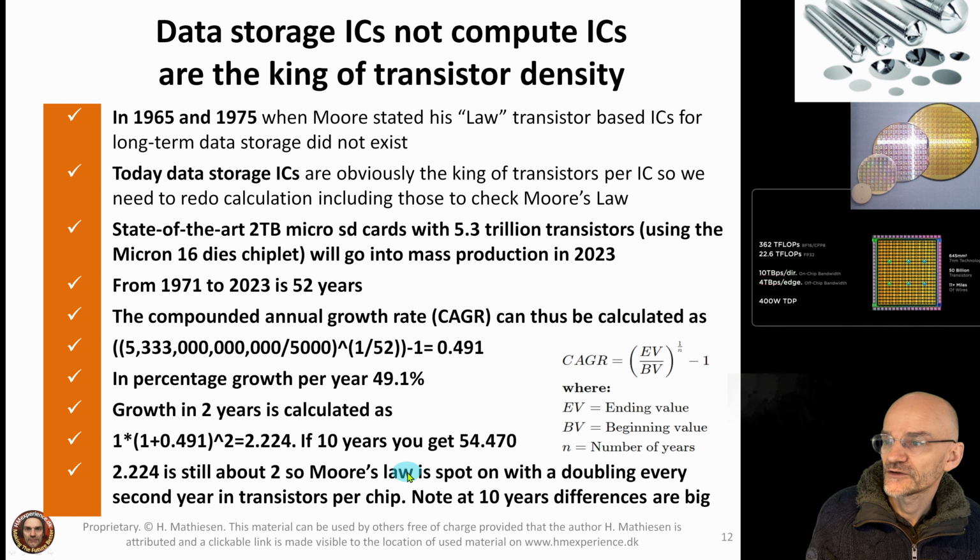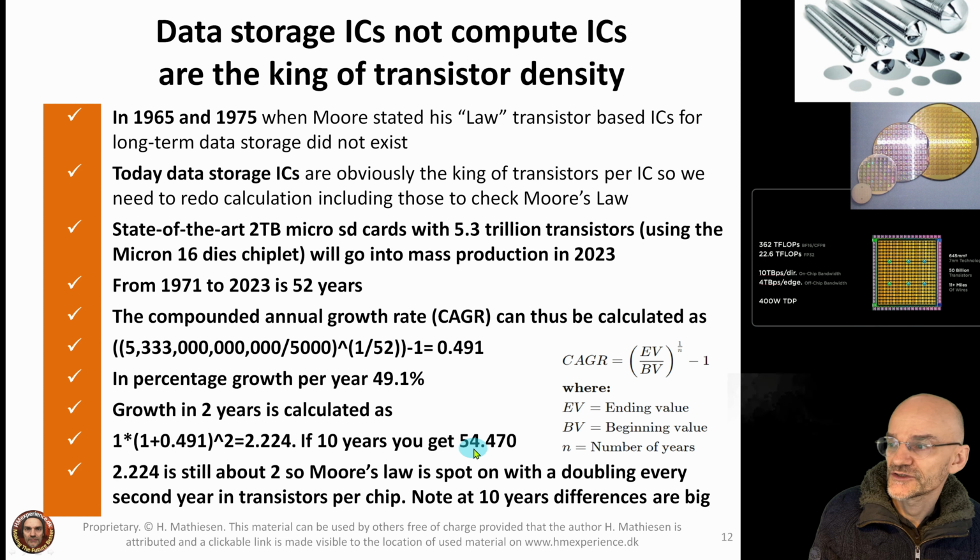So it doesn't really matter that we have a much larger count of transistors now with the inclusion of these data storing ICs, because it's spread over 52 years, so it doesn't appear to be much of an effect. It's still 2. But we can see if we calculate the same growth over 10 years, now we get, with this 50% growth per year, a 54 times doubling. Before, when we used 40% growth per year, we got a 27 times doubling.